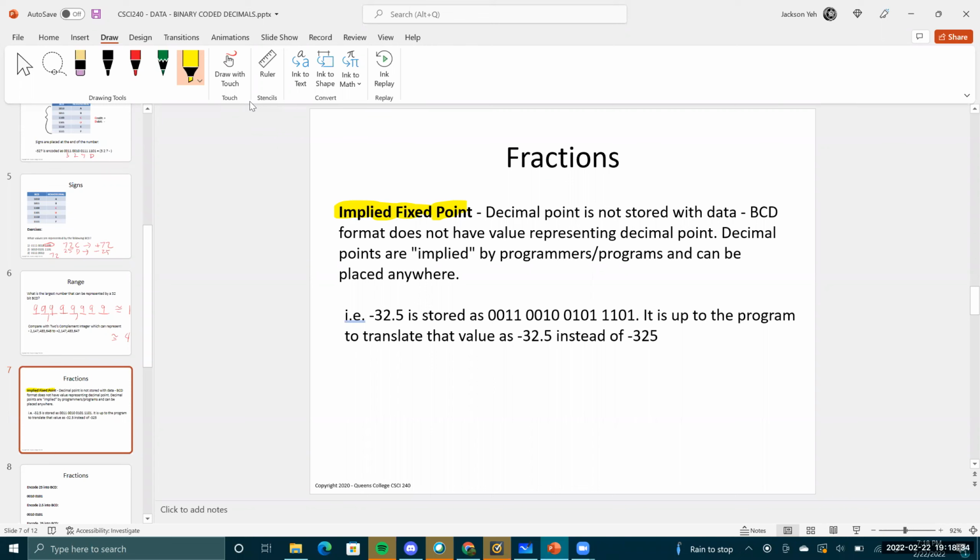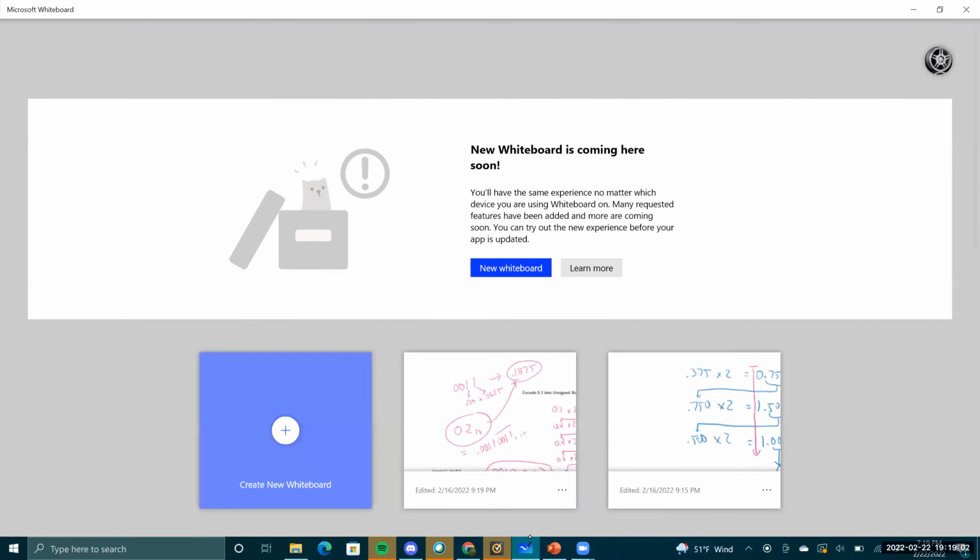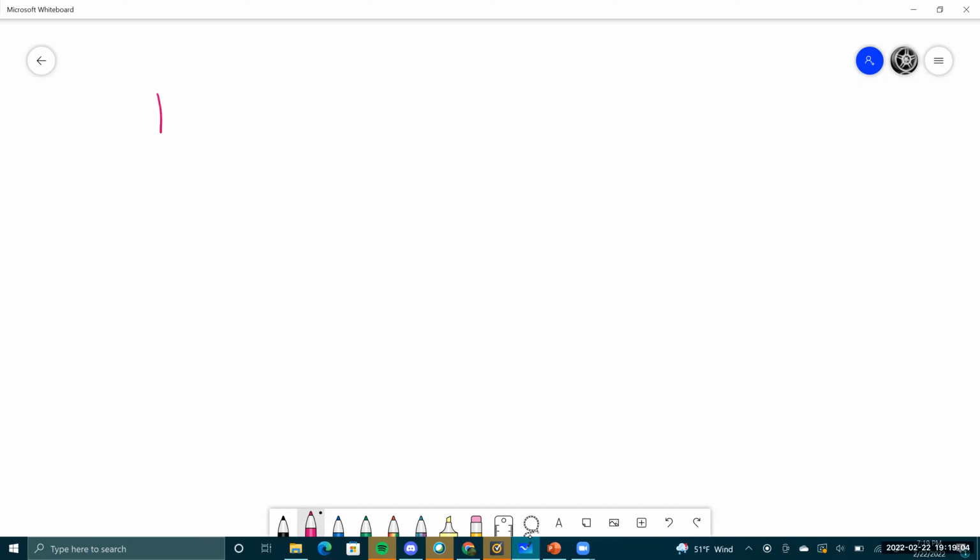All right, so let me show you what I mean. So if we have this example, negative 32.5, right, it can be encoded as negative 32.5 or negative 325, because they're both essentially encoded the exact same way. So how would we encode an implied fixed point? So let's just quickly show you. Let's just do the values 173, and 17.3, and then $1.73.